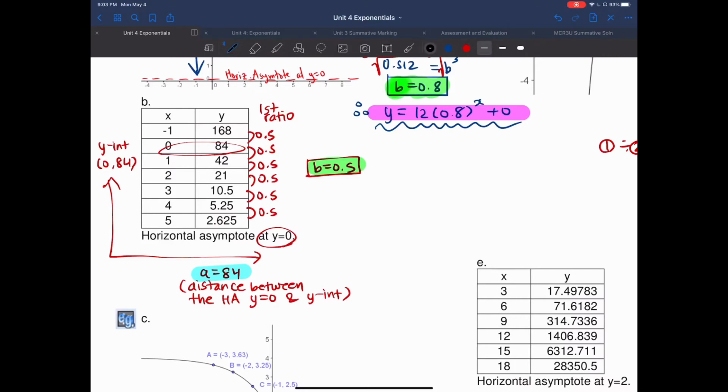Meanwhile, I know that since my horizontal asymptote is at y equals 0, that means there was no shift up or down. Therefore, my c value is equal to 0. Therefore, I can state my simplified exponential equation by writing y equals 84, because that's my a value, I have my b value of 0.5 with the exponent x, and my c value of 0.